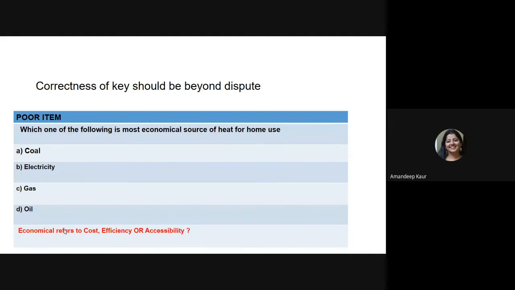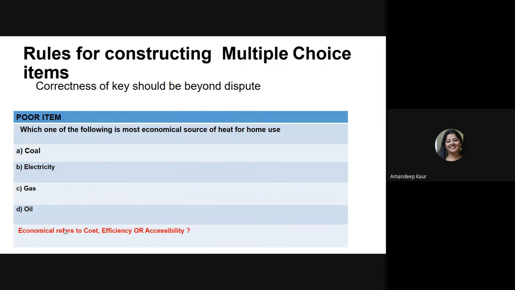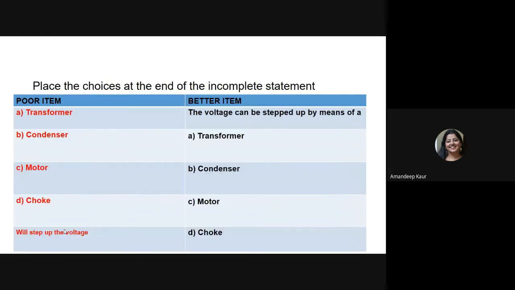Which of the following is the most economical source of heat for home use? So the stem is not complete, and the correctness of the key should be beyond dispute. When we say economical, in what sense? That needs to be defined by the teacher in the stem itself. Does economical refer to the cost, to efficiency, or to accessibility? That needs to be part of the statement.